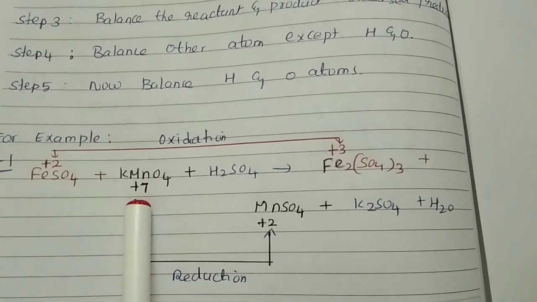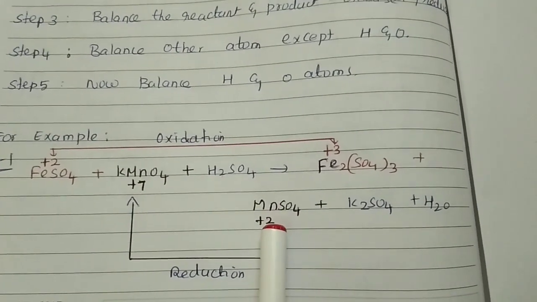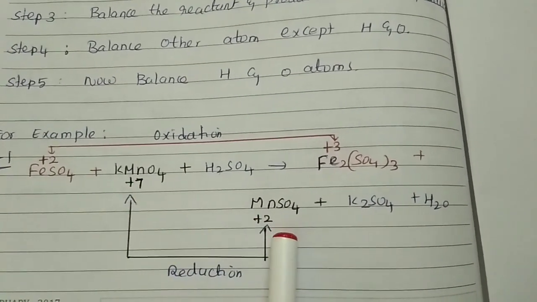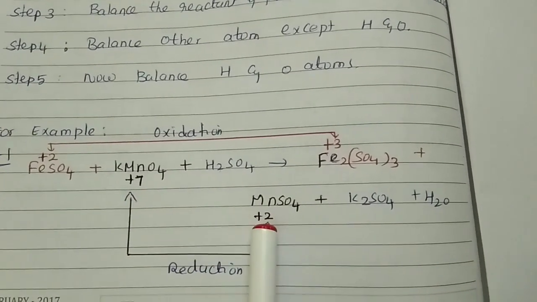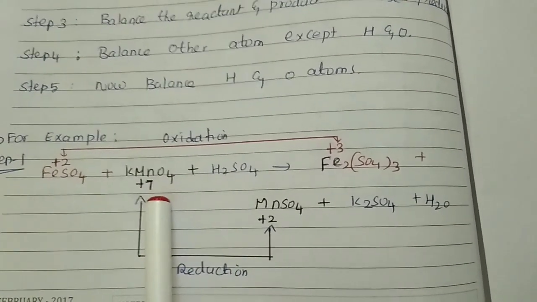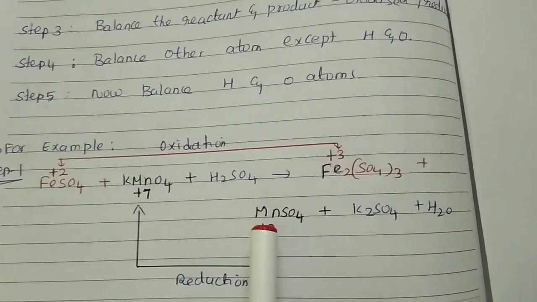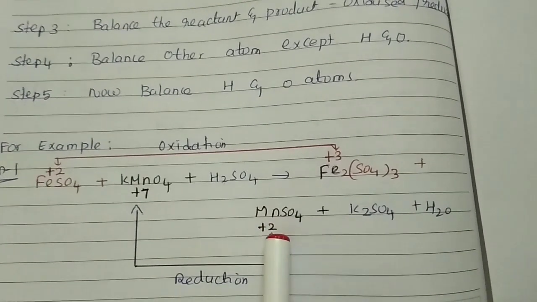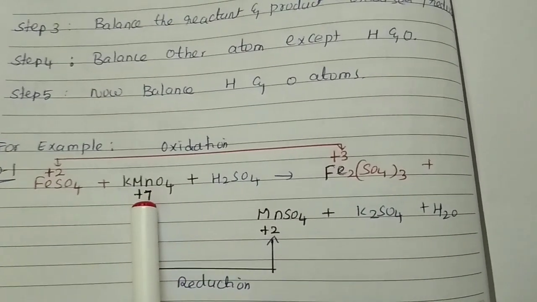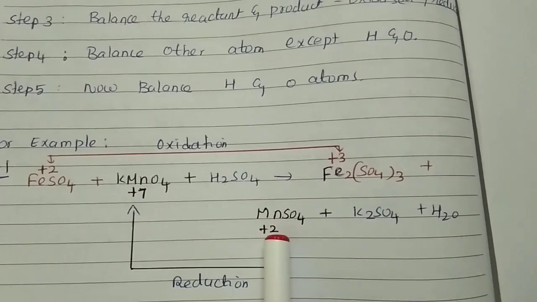Here manganese has +7 oxidation state on the reactant side, but on the product side manganese has +2 oxidation state. So what is the difference between the oxidation states? +7 minus +2, we get 5. So 5 electrons. So here manganese gains 5 electrons and changes to +2. Here it comes under reduction.